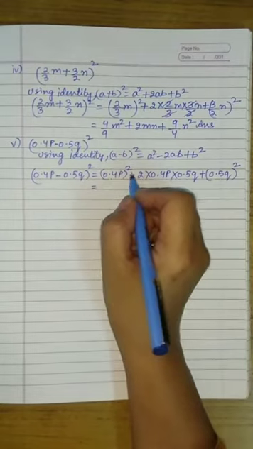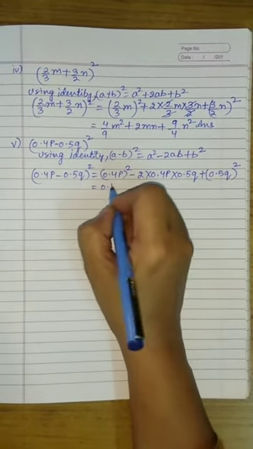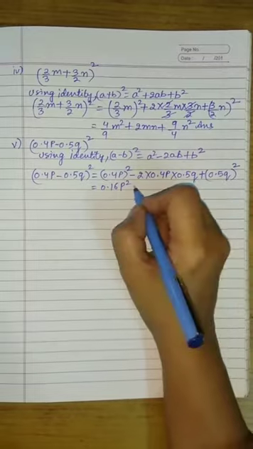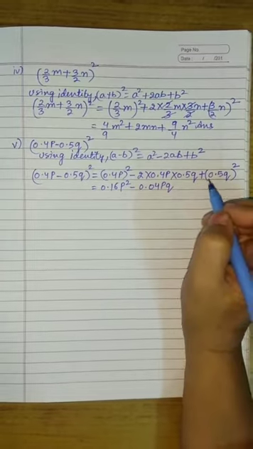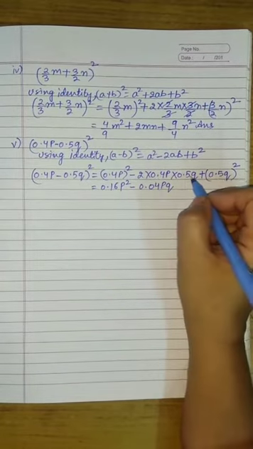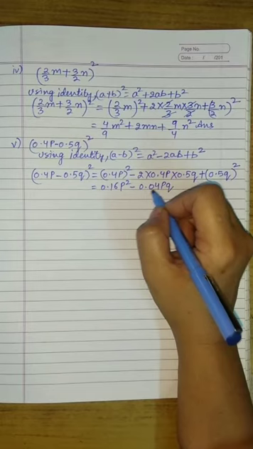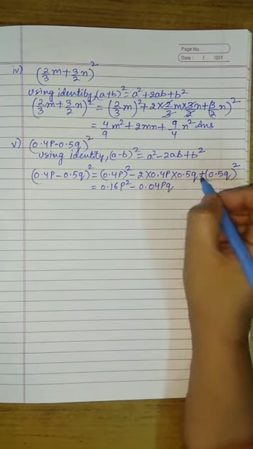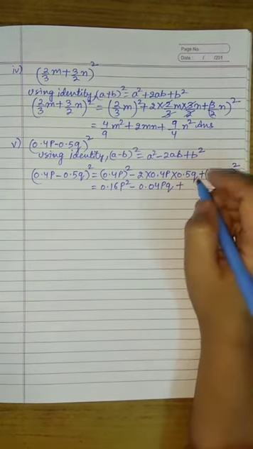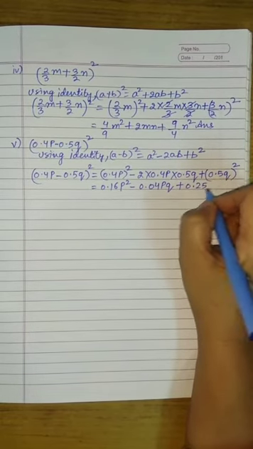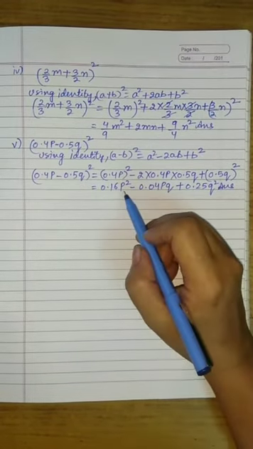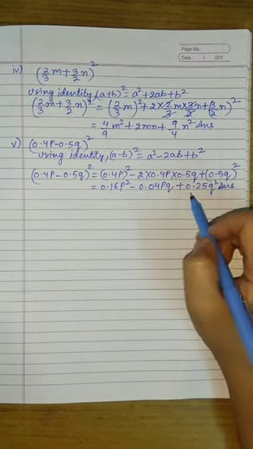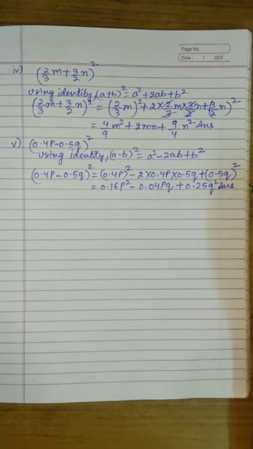So (0.4p)² becomes 0.16p². The middle term will become 0.04pq. On multiplying, 2 into 0.4 into 0.5 becomes 0.4... 0.04pq, plus (0.5q)² becomes 0.25q². So this is our answer, 0.16p² − 0.04pq + 0.25q². Now the fifth part is completed.